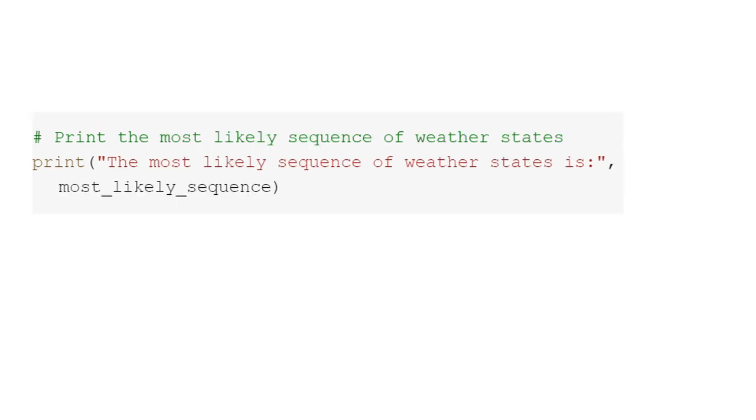In the last, print the most likely sequence of weather states. For each time step, determine the state with the higher alpha value. Map the states to weather conditions and store the result.